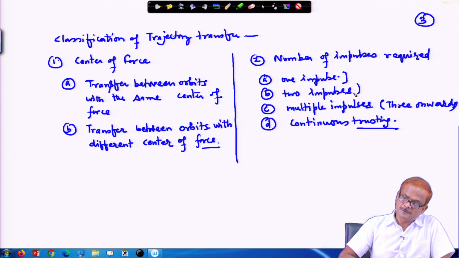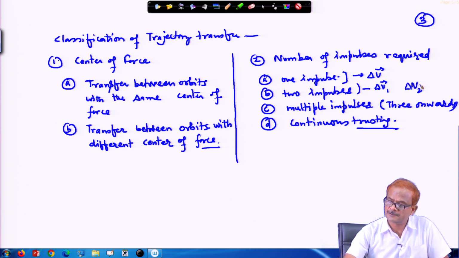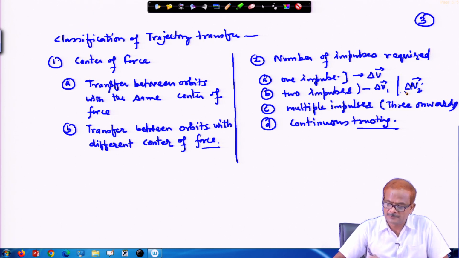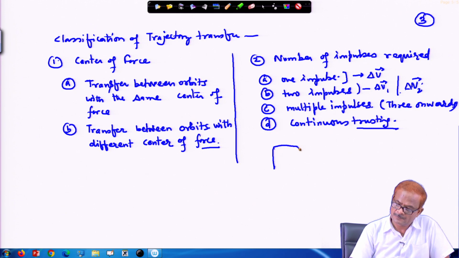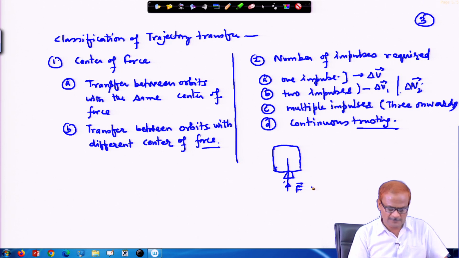Okay, so, we have all these cases. So, impulse means you are at one point giving a change in velocity delta v. At two different points you are giving impulses delta v 1 and delta v 2. So, a rocket is fired, the onboard rocket on the satellite. So, if you have this satellite, the onboard rocket is there. This is fired for a short duration, and the exhaust will provide the necessary thrust.